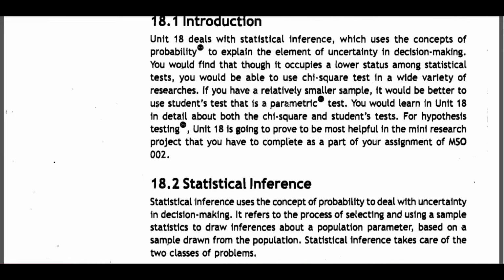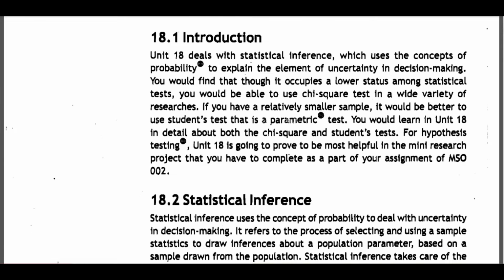18.1 Introduction. Unit 18 deals with statistical inference, which uses the concept of probability to explain the element of uncertainty in decision making. You would find that though it occupies a lower status among statistical tests, you would be able to use the chi-square test with a wide variety of data. If you have a relatively smaller sample, it would be better to use the student's t test, that is a parametric test. You would learn in Unit 18 in detail about both the chi-square and student's t tests.